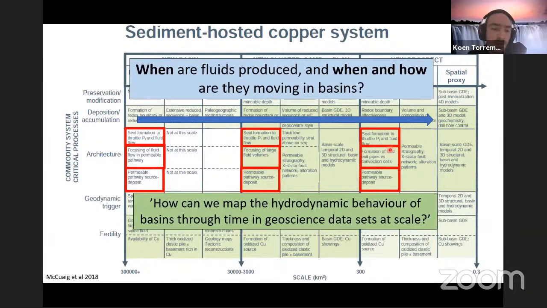It's sort of this quote from Camp's paper, I think, summarizes it a bit. So the real question is, how can we map the hydrodynamic behavior of basins through time? So it's thinking about this time element. And this is something that the petroleum industry is really good at, or has been good at, throughout many decades, with bigger cash pockets in a way, and different techniques they use. But how can we apply some of those techniques maybe across scales in our basins?